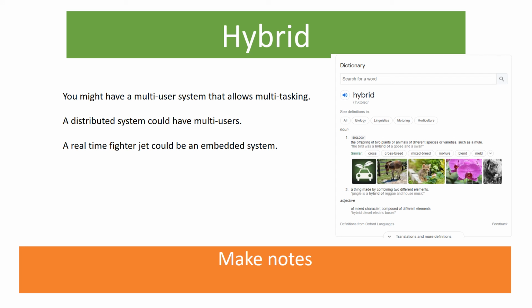Sometimes we get hybrid systems. If we think of the word hybrid, quite often we think of cars. A car that runs half on electricity and half on gas or fuel, so petrol. If we look at the definition, it's a combination of two elements. Think of dogs. You can interbreed dogs, so you get different types, like a cockapoo, a cross between a cocker spaniel and a poodle. So a distributed system could actually have multi-users. A real-time fighter jet could have part of an embedded system, but it has to be in real time. So these hybrid systems could be more than one type of operating system.